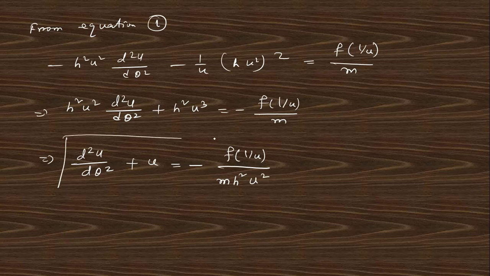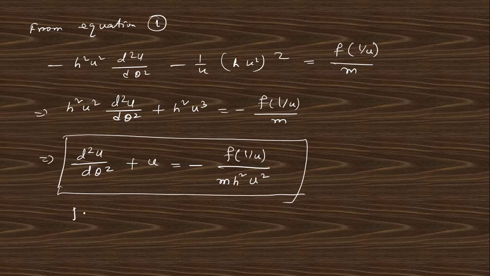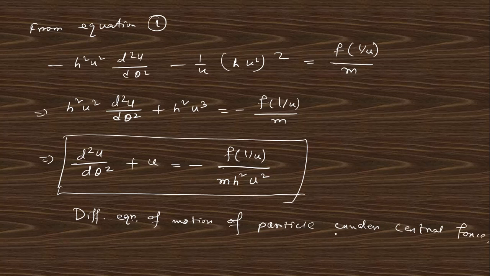Clear? This is the differential equation of motion of the trajectory describing the particle under central force. So under central force, this is the differential equation of motion of the particle. I think it is clear. If there is any doubt, you must contact me or you can comment.